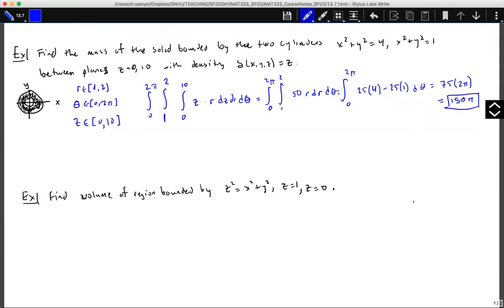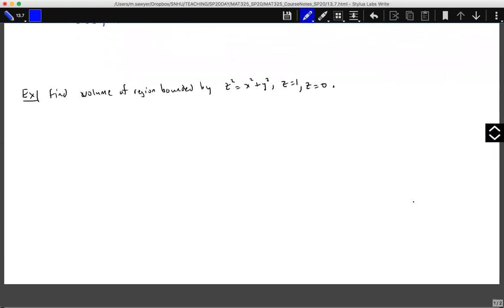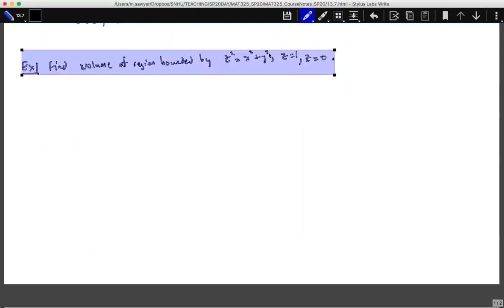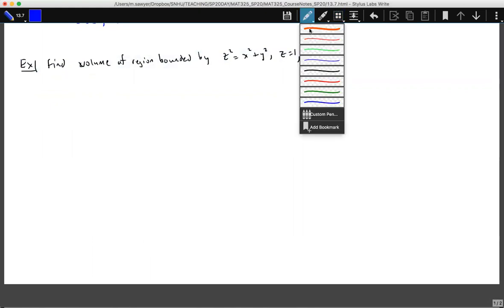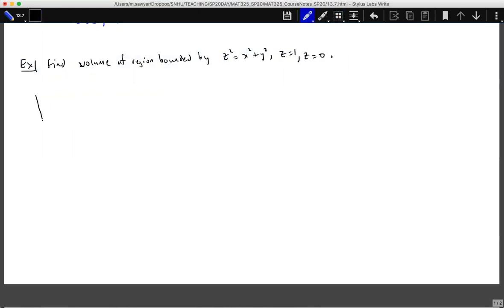So let's look at another example here. Let's find the volume of the region bounded by these particular surfaces. So we have z squared equals x squared plus y squared, z equals 1 and z equals 0. So this looks like a cone. So this is z equals square root of x squared plus y squared. This is z equals 1, and this is the line z equals 0.